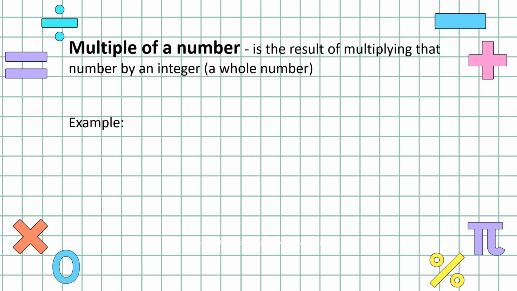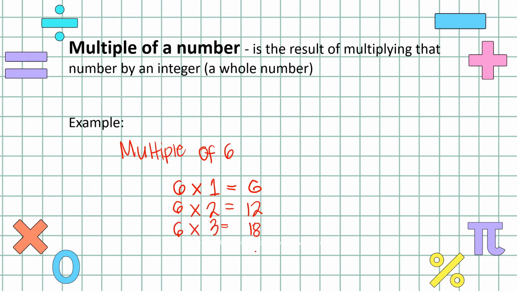The multiple of a number is the result of multiplying that number by any integer, and most of the time we use whole numbers. Let's say for example, we are finding the multiples of 6. Now to do that, all we need to do is multiply 6 by any integer or whole number. So let's start with 1. 6 times 1 is 6. Let's do the next, 6 times 2, that is 12. 6 times 3, that is 18, and so on and so forth.